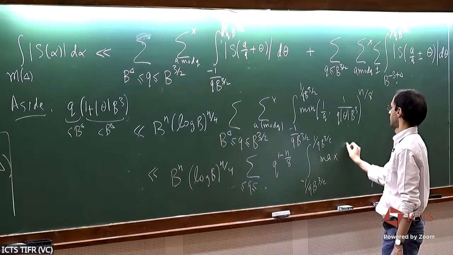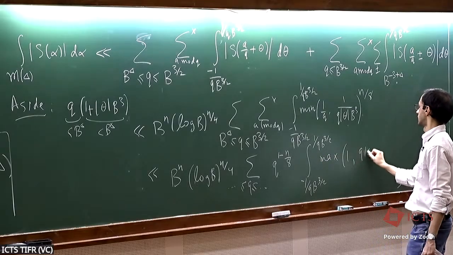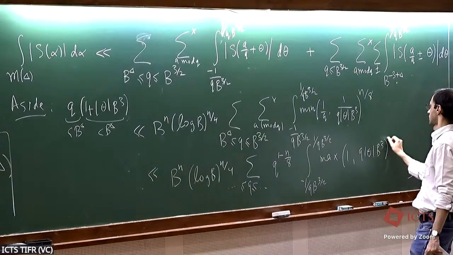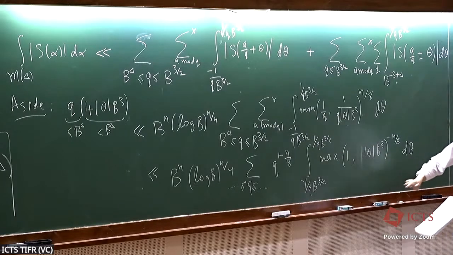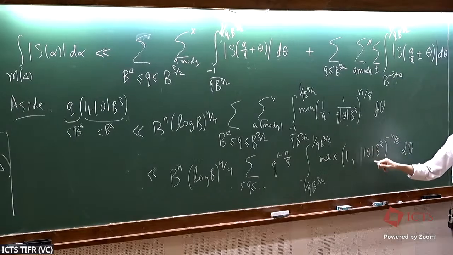Max 1 and q theta b cube, b theta. So this is what this is. It's like painfully writing each and every step. But at this point, we'll have to ask, okay, so at this point, we ask, what is this kind of a contribution?